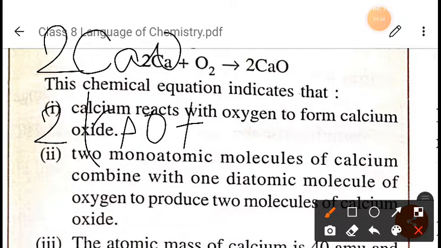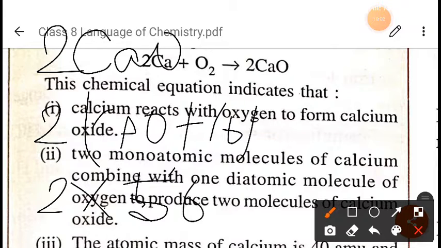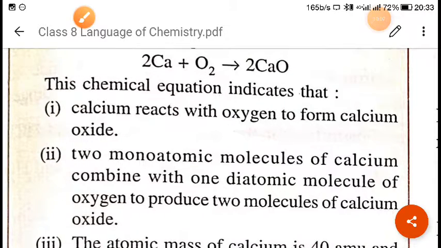40 plus 16, it will be what? 40 plus 16 is 56. So 2 into 56 will be 112, right? So it will be 112. In the same way we can find out the atomic mass also.